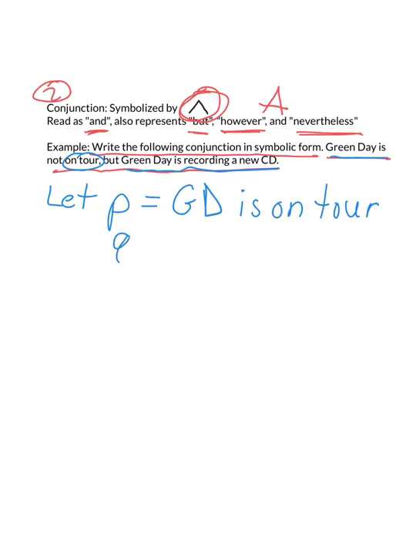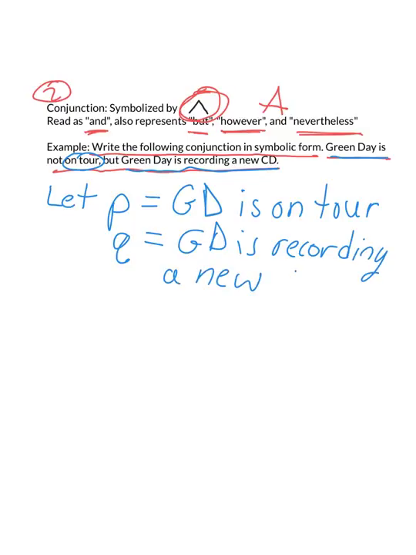So I go down the alphabet from the letter P, which means I'm going to use Q. So let Q represent that Green Day is recording a new CD. Only 2 ideas in this particular example, so step 1 is done. We've assigned letters to all the main ideas. Now step 2, go through the sentence one more time and bring in your symbols.